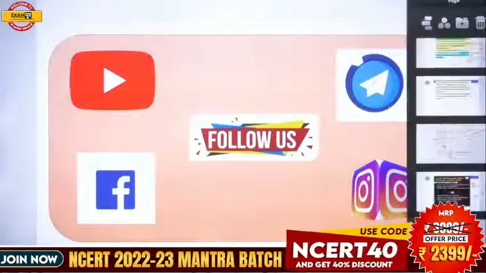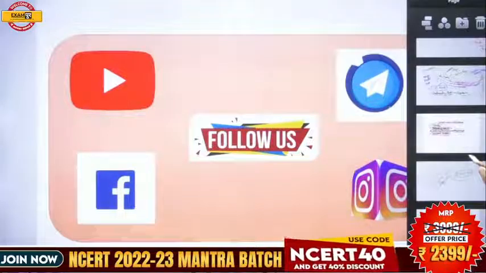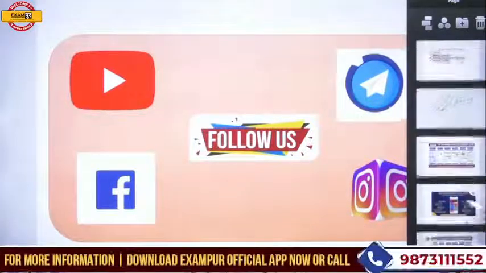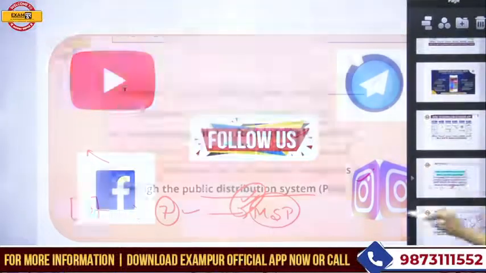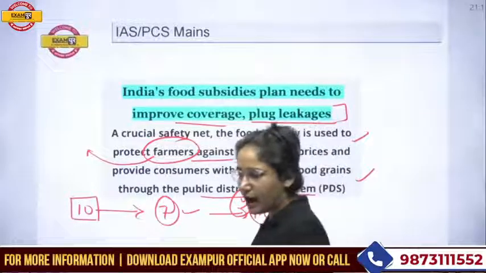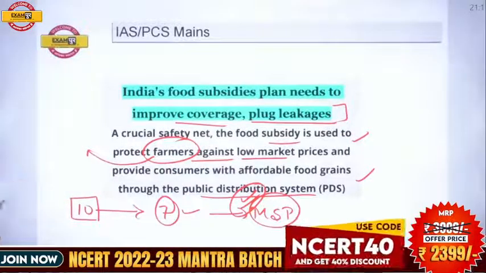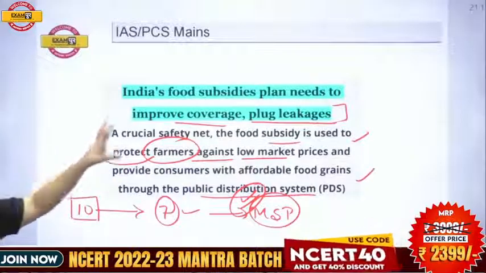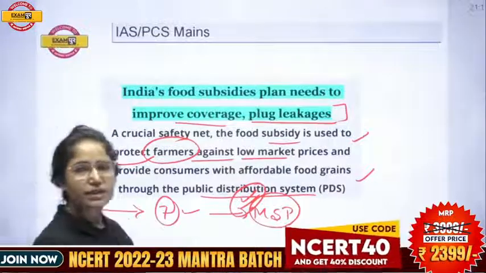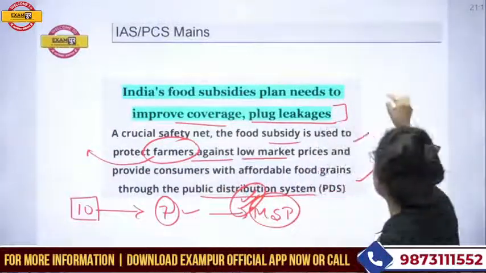Okay, so I am just going to give a small glance regarding the same topic. What we are talking about, the same: the food subsidies plan and need. This is what we are studying about. How these things are playing a crucial role for the farmers by providing prices which are lower than the market rate. The way I have given the explanation.